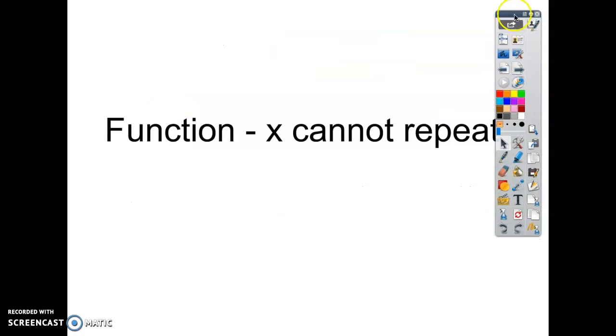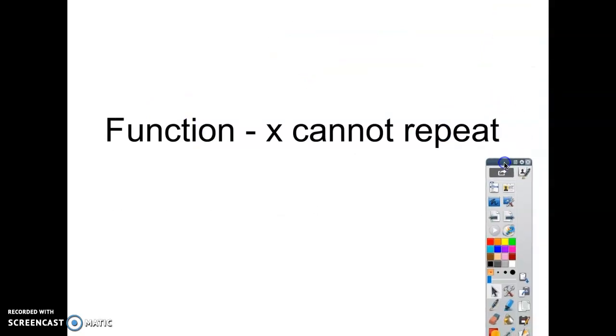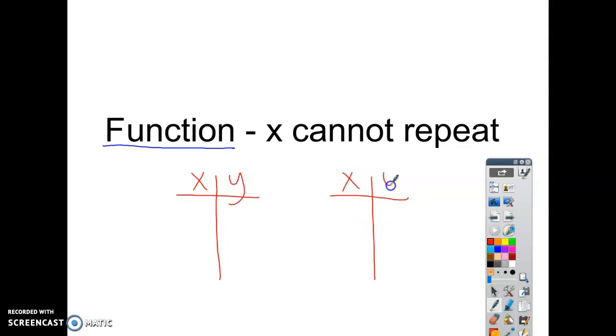Next, we learned this a while back. What is a function? A function is when x does not repeat. So for instance, if I have a table, or two tables, I'm going to make two tables, and then we're going to say which one is and which one isn't a function. If I have these tables, go ahead and write them down.